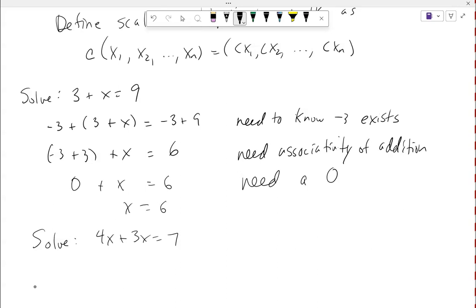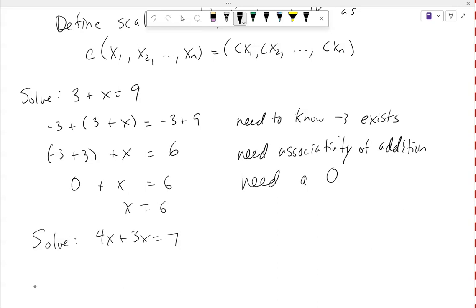One instance that I can think of pretty notable is when you're doing implicit differentiation in Calc 1, you collect your dy dx's on one side so you can factor it out, right? I need to be able to, that property actually makes sense, right? I need to make sure I have a distributive property, right? I need to make sure that I can distribute a scalar multiplication over a sum of scalars. Okay. Make sure that idea makes sense.